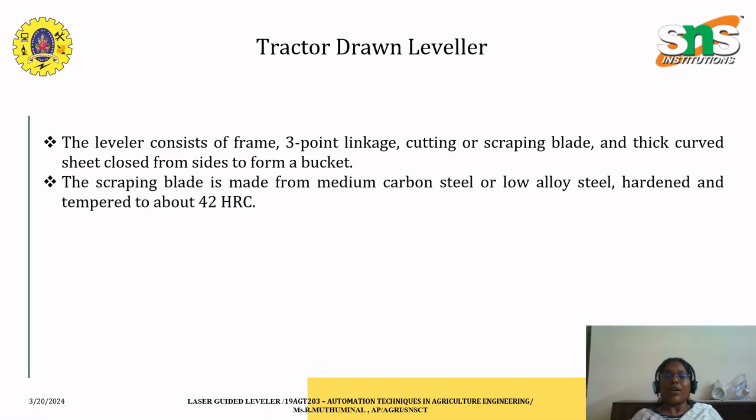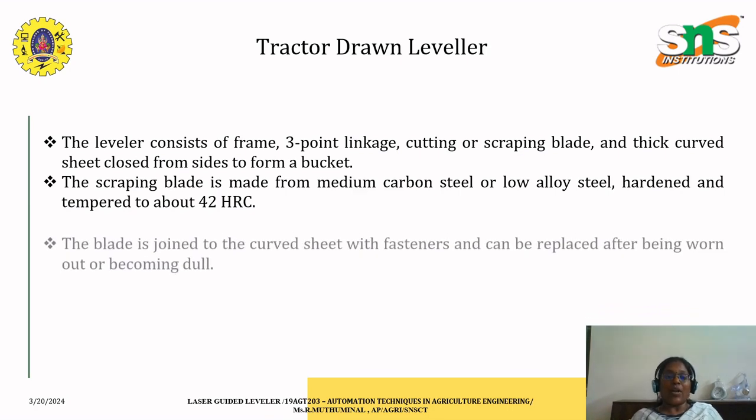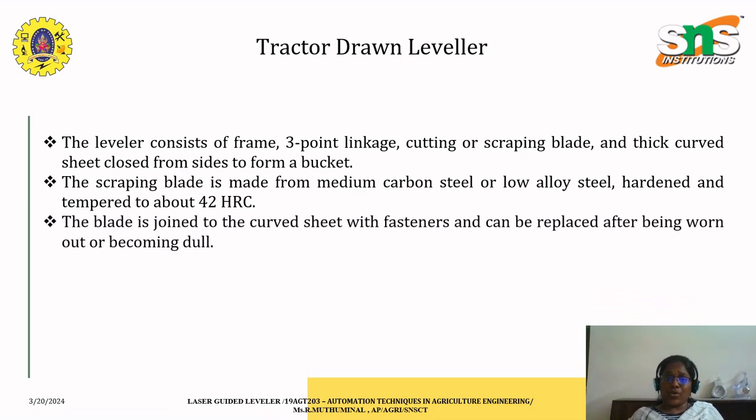Here I have given you a clear-cut view that the scraping blade has to be made from medium carbon steel or low alloy steel, hardened and tempered to about 42 HRC. That means it has to be a very hardened metal. That is what we have to know. And here we also have to know that the blades have to be joined to the curved sheet with the help of a fastener. Fastener in the sense it is similar to a bolt-like material which can be replaced after being worn out or becoming dull.